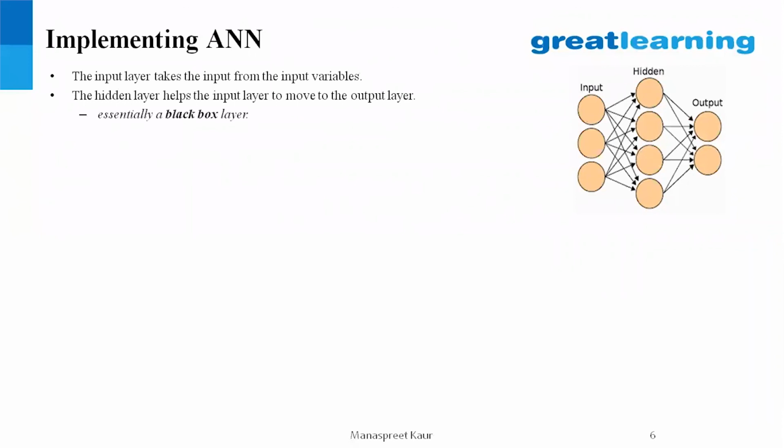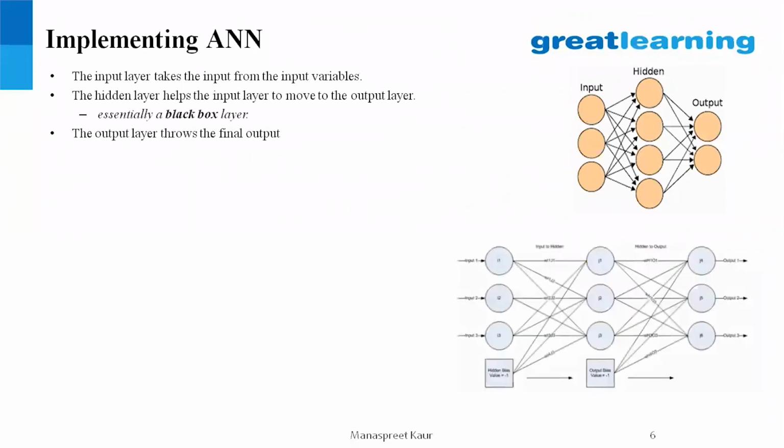But the hidden layer is essentially a big black box layer, like I told you earlier. You will never be able to understand what is happening with the hidden layer. And the output layer will throw you the final output. So this is another way to show a more detailed diagram of the above diagram.